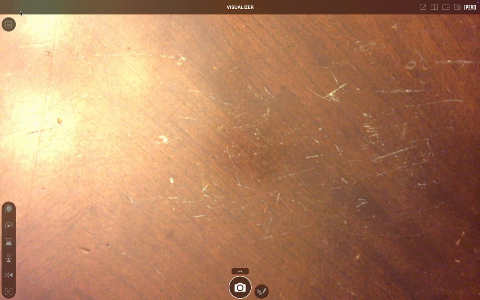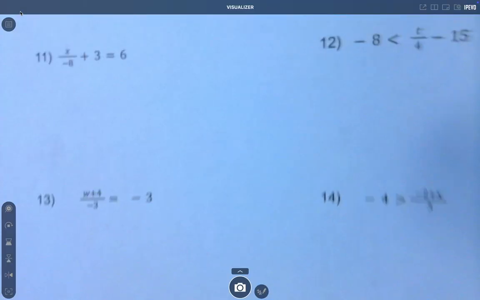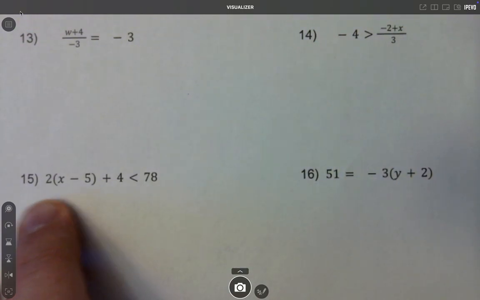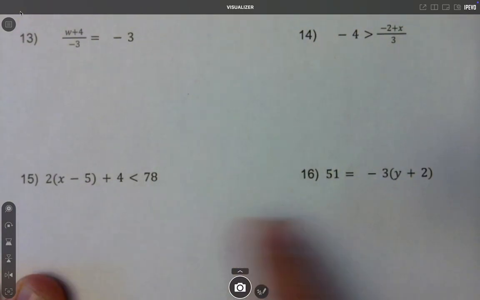So let's see, yes, down at 15 and 16. On these two, your first step would be to distribute the 2. This one would be to distribute the negative 3.